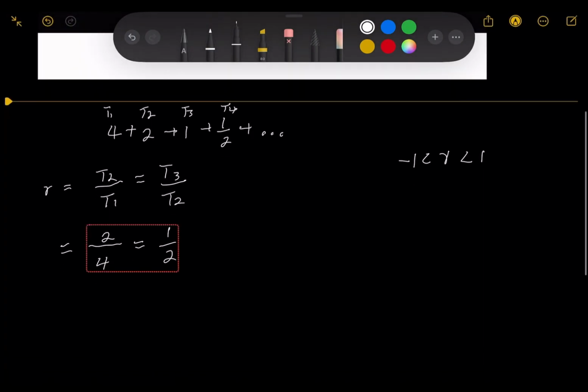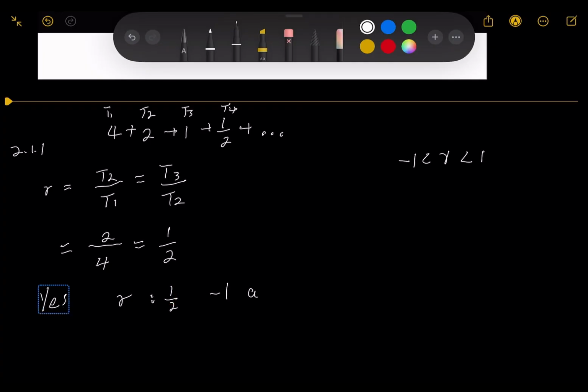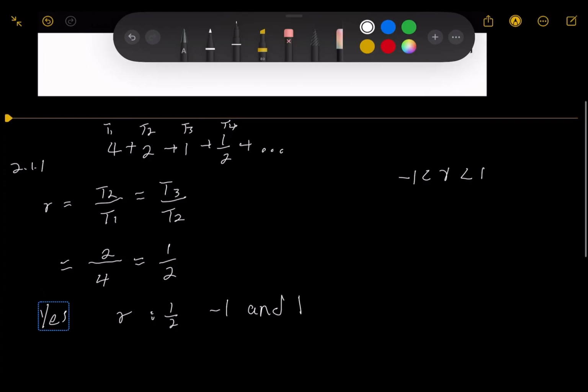And by this, we can simply say, let me just say 2.1.1. Yeah, we can simply say that, yes, the series does converge because the R value, 1 over 2, is between -1 and 1. Okay.